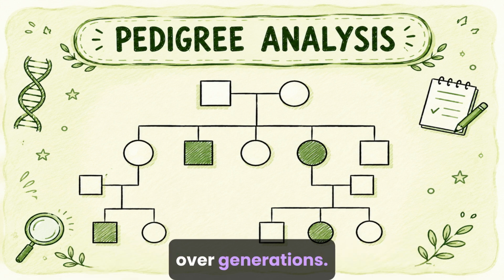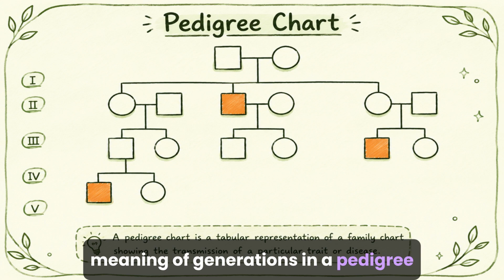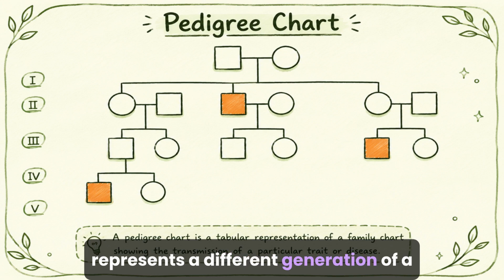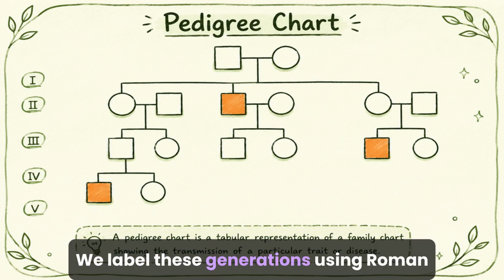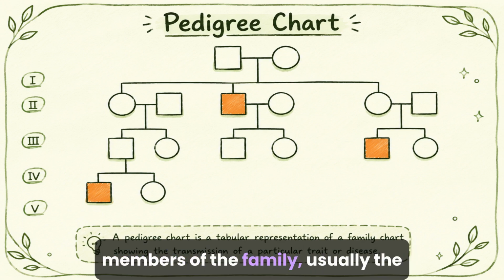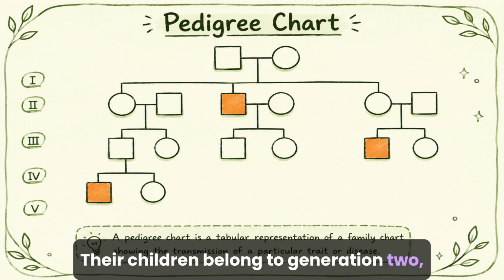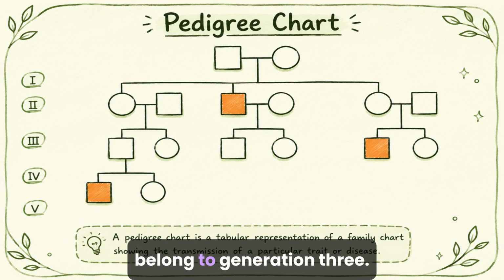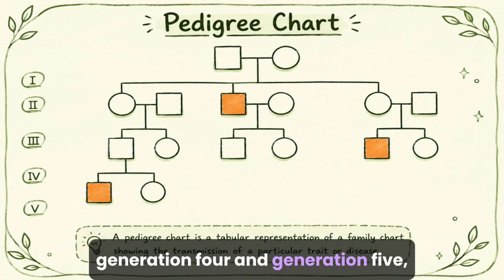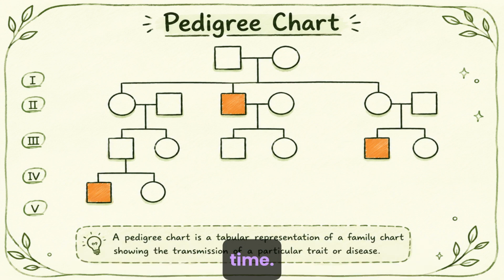In simple words, pedigree analysis is like creating a family tree for a genetic trait to understand how that trait is inherited over generations. Now, students, let's understand the meaning of generations in a pedigree chart. In a pedigree chart, each horizontal row represents a different generation of a family. We label these generations using Roman numerals. Generation 1 represents the oldest members of the family, usually the grandparents or ancestors. Their children belong to Generation 2, and the children of Generation 2 belong to Generation 3. Similarly, the next rows represent Generation 4 and Generation 5, showing how a particular trait is passed from one generation to the next over time.